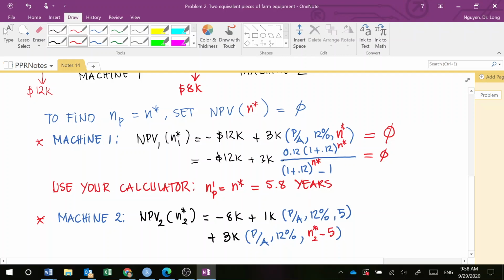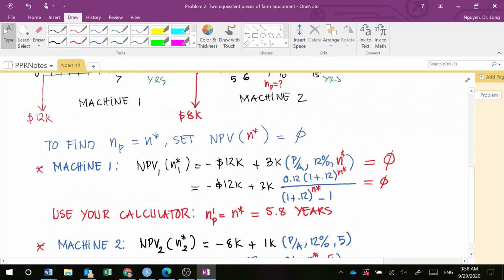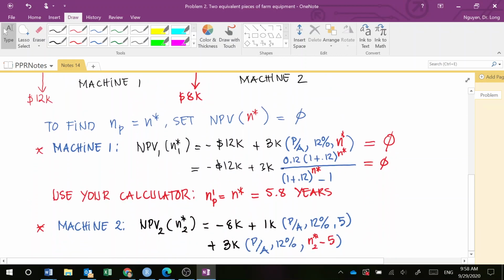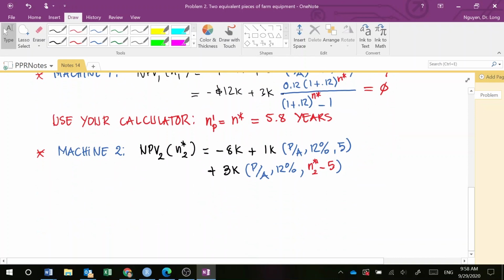Remember, the P over A is located one period prior to the first A. The first A is at year 6. So P over A, 12%, N star 2 minus 5 is located one period prior to the first 3,000, which is year 6, so it is located at year 5. Then we have to bring that factor from year 5 to year 0. That will be a future value brought to present value, so we have to put in another factor to bring that money back.